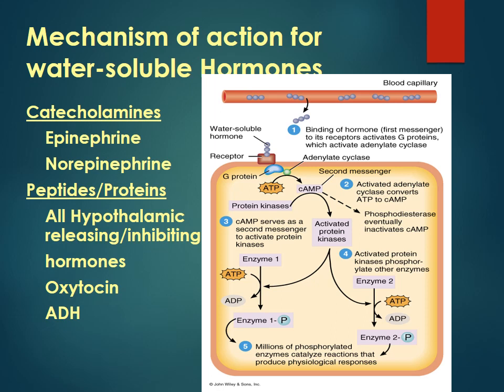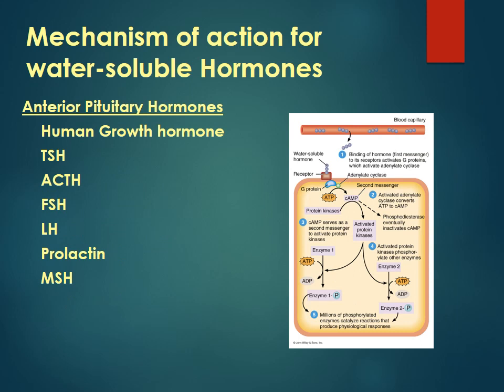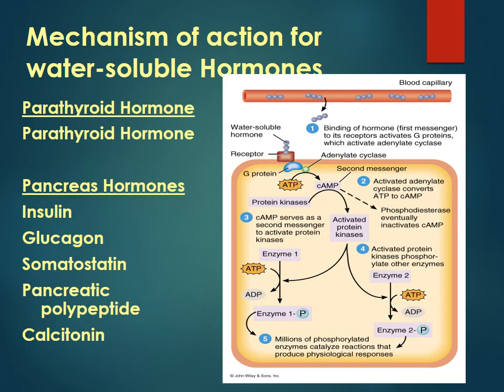And we also have mechanism of action for water-soluble hormones. We have the catecholamines, like the epinephrine and norepinephrine. We also have peptides or proteins, all hypothalamic releasing and inhibiting hormones like the oxytocin and the ADH or antidiuretic hormone. The anterior pituitary hormones, human growth hormone, TSH, ACTH, FSH, LH, prolactin, and MSH. So we also have parathyroid hormone, and of course the pancreas hormones. We have the insulin, glucagon, somatostatin, pancreatic polypeptide, calcitonin.